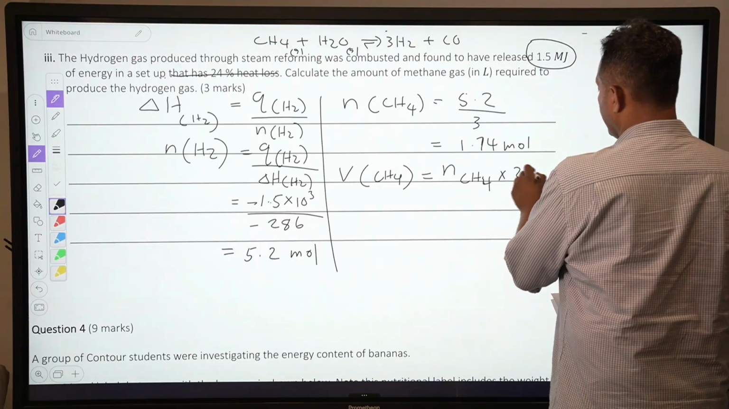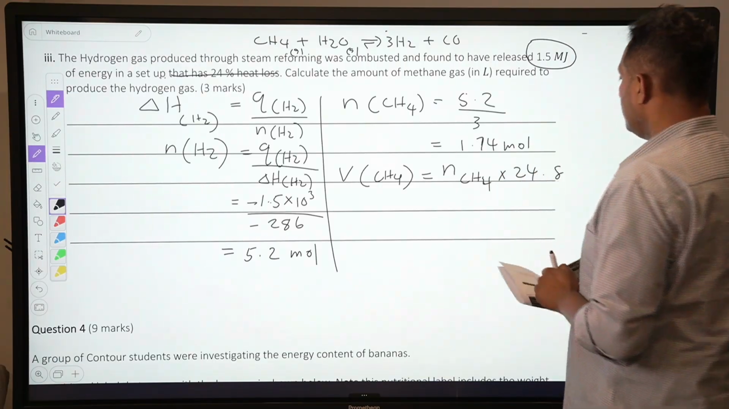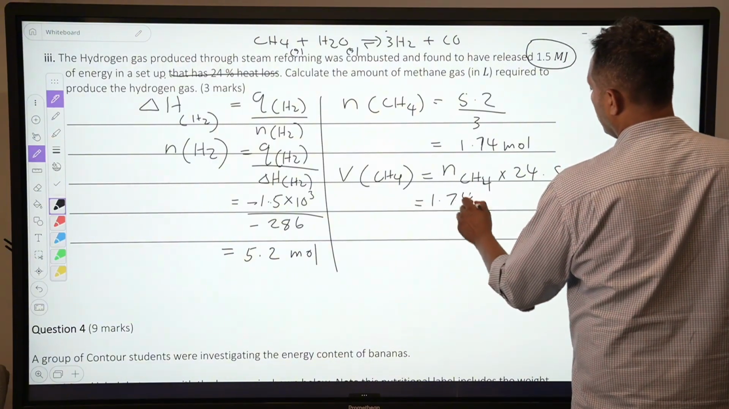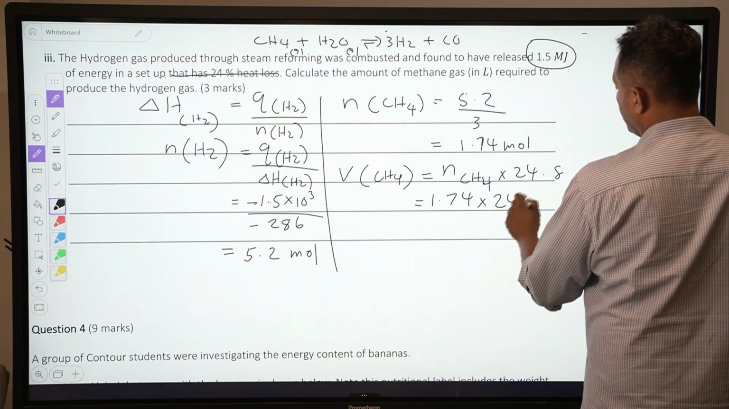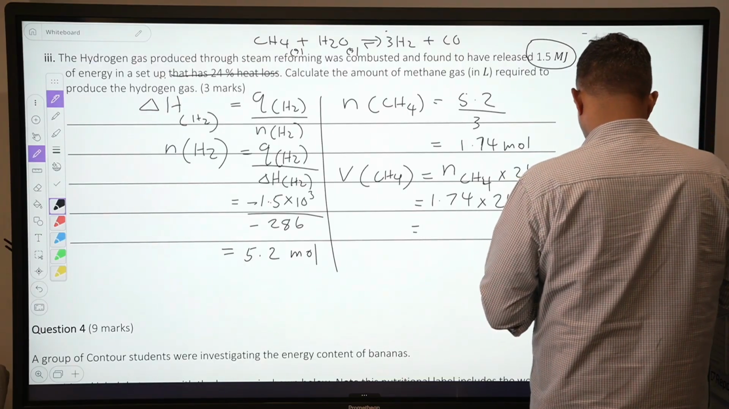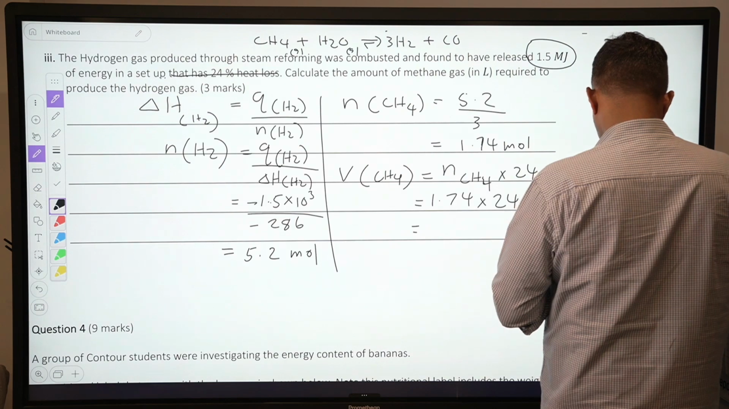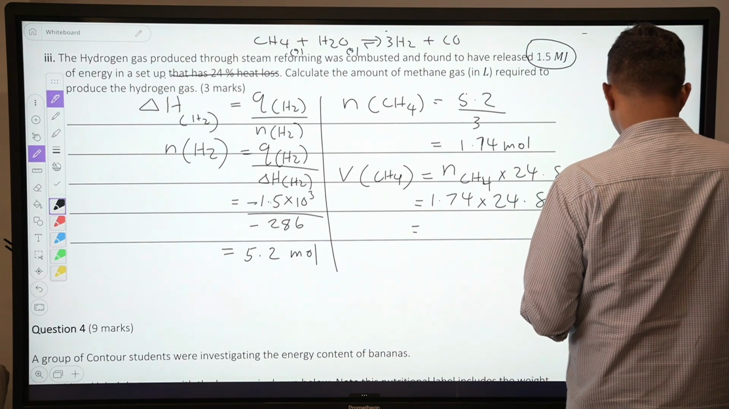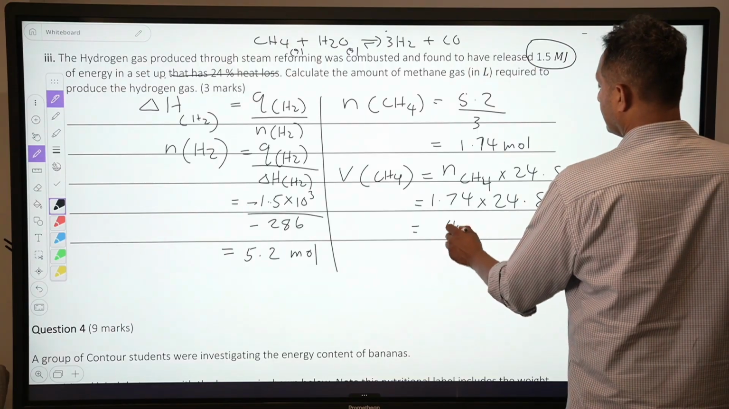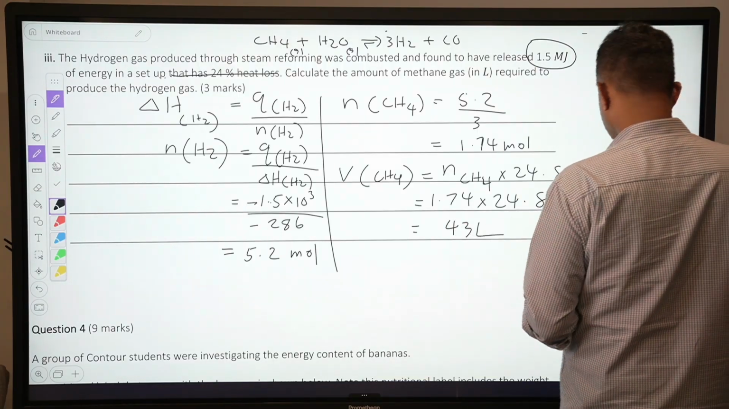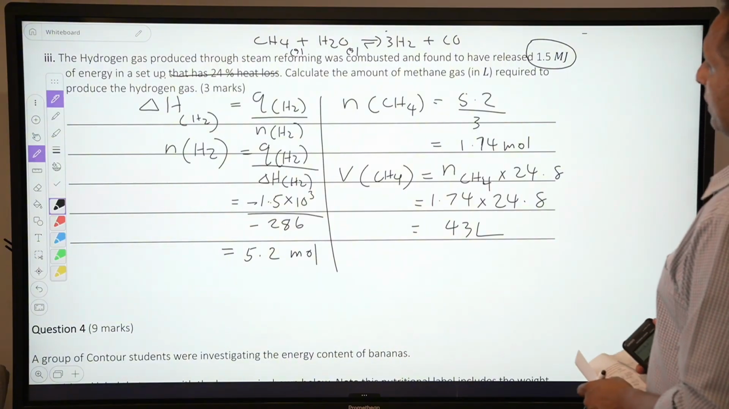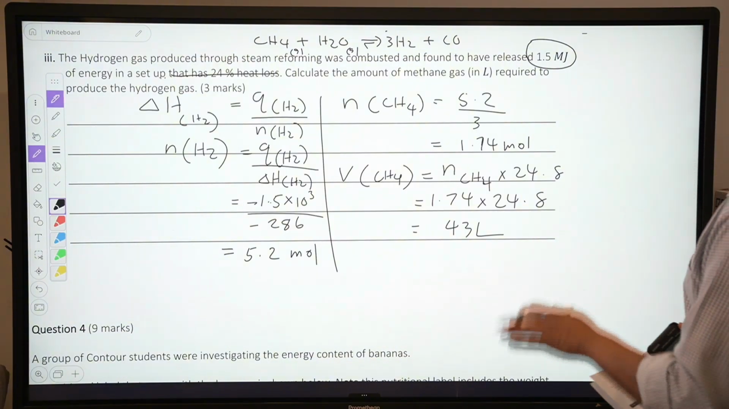Times 24.8, right? So put those numbers into a calculator: 1.74 times 24.8, which is what? I will go for 43 liters. 43 liters of methane you require.